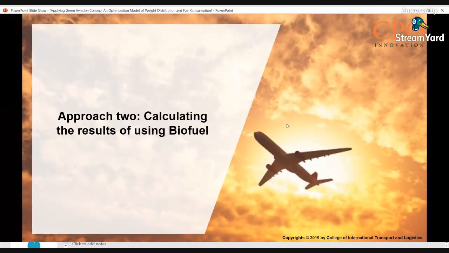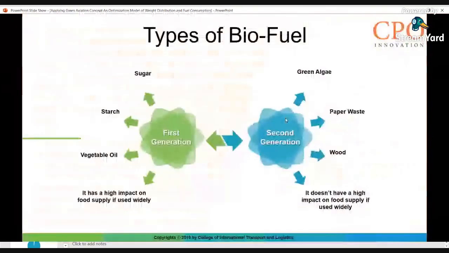So now we are going to move on to our second approach, which is the usage of biofuel. Is it effective enough? Is it worth it to invest my money in purchasing biofuels and in making trials using biofuels? So let us start with a general discussion of the types of biofuels.